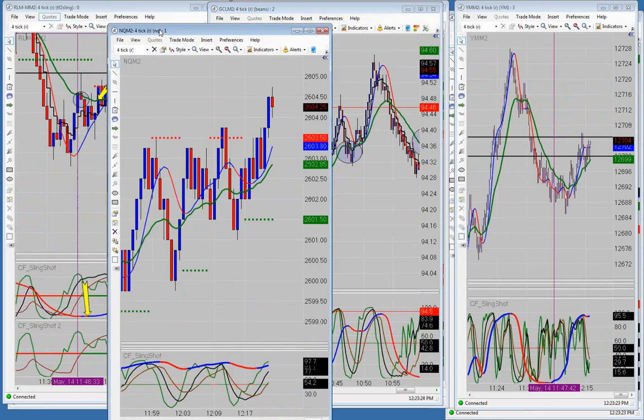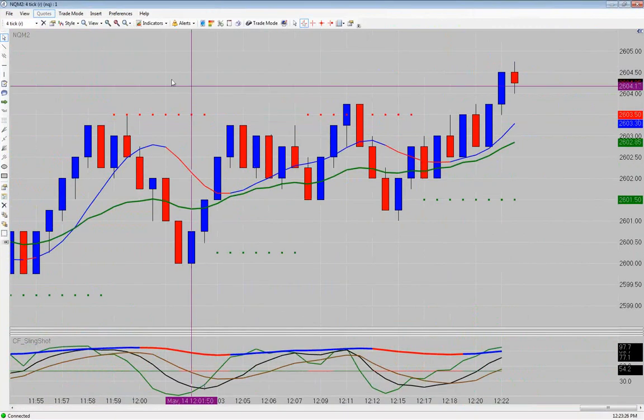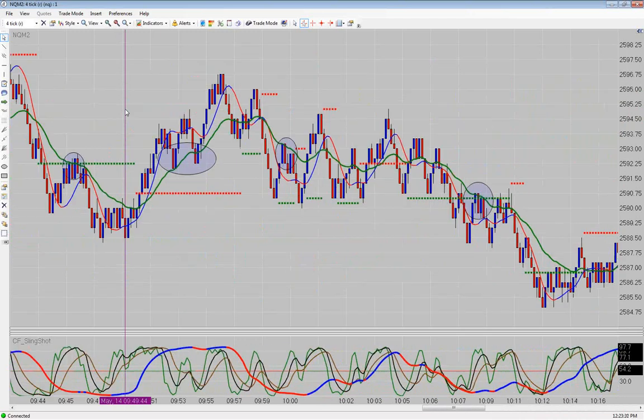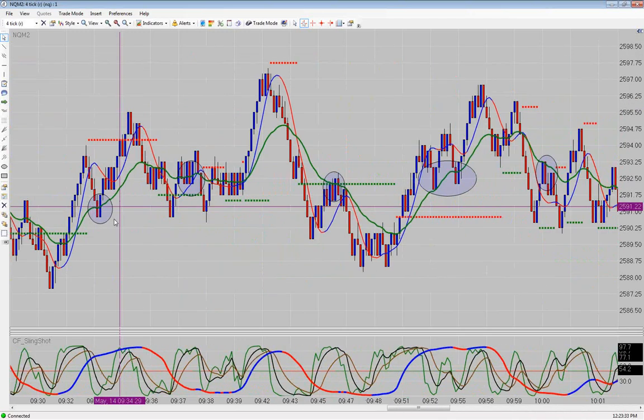Let's see. Let me bring the NQ out here. I highlighted areas on the NQ this morning. I didn't actually trade the NQ, but I did highlight the areas. There weren't that many on the NQ compared to normal days, but you can see right in here.